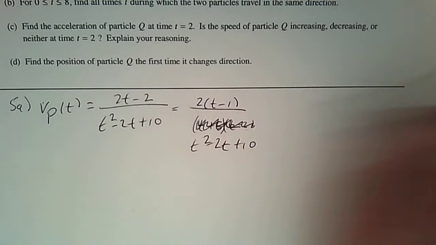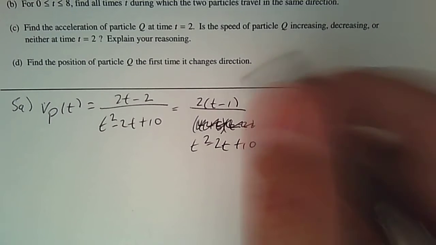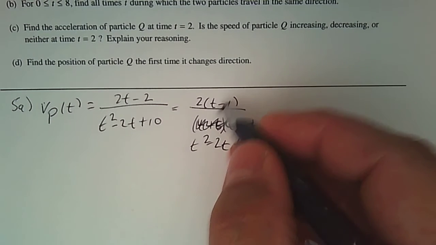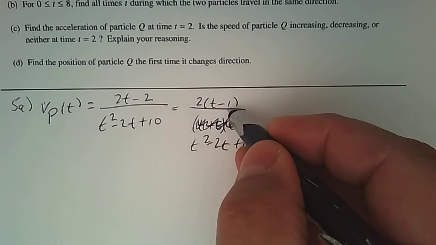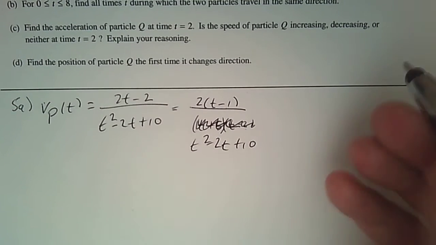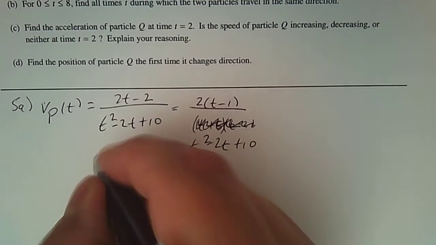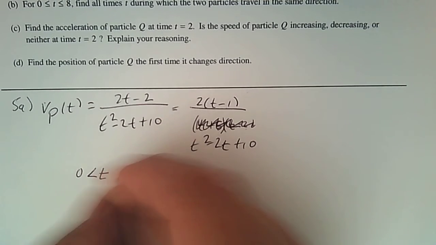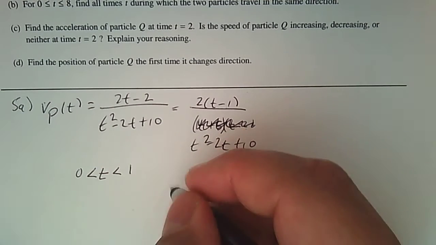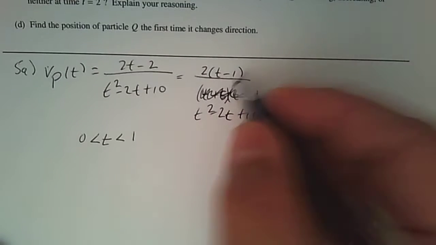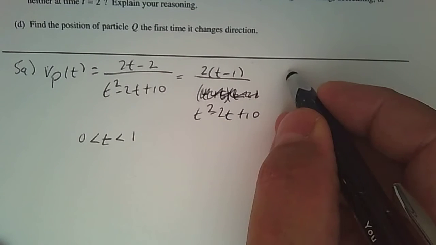So first of all, if I look at the numerator, when is the numerator negative? You can tell that between 0 and 1 would give you a negative answer. If t is 1 or greater, the numerator is positive.